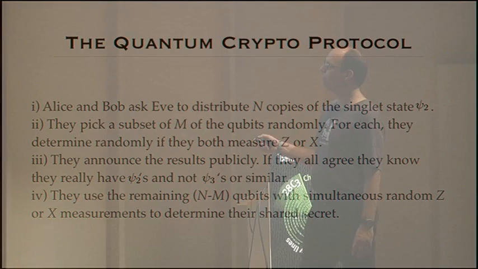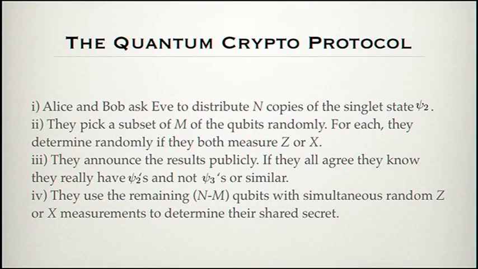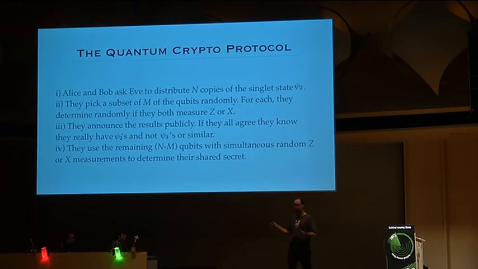So they ask Eve to distribute n of these copies in this singlet state, the two-particle state, psi 2, but they don't know if Eve complies with their wish or not. Okay, now they pick a subset of these n copies, let's say m, and you pick the subset randomly, and do Z and X measurements on these, and they always do the same. Either they both do X or they both do Z, and they announce the results publicly.